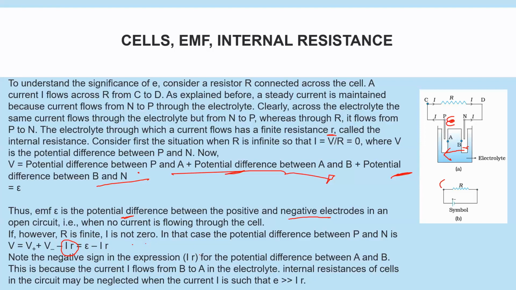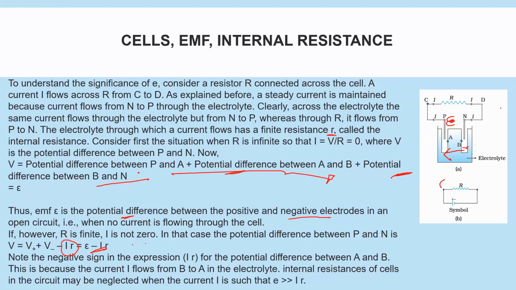The negative sign for Ir is there because the current is flowing from B to A in the electrolyte, which opposes the current flow through the resistor. The internal resistance of the cell is sometimes neglected because the EMF itself is much, much higher than the internal resistance of the cell.